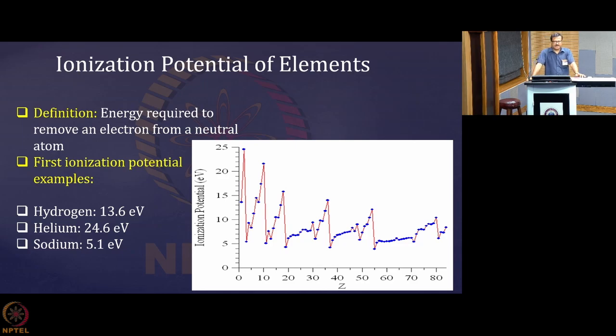So ionization potential, what it means actually, it is the energy that is required to remove an electron from a neutral atom. So that is the first ionization energy. And then if you want to remove a second electron from that, then the energy that will be required is the second ionization energy. So the first ionization potential or the first ionization energy that is required is plotted in the graph that you are seeing in this diagram.